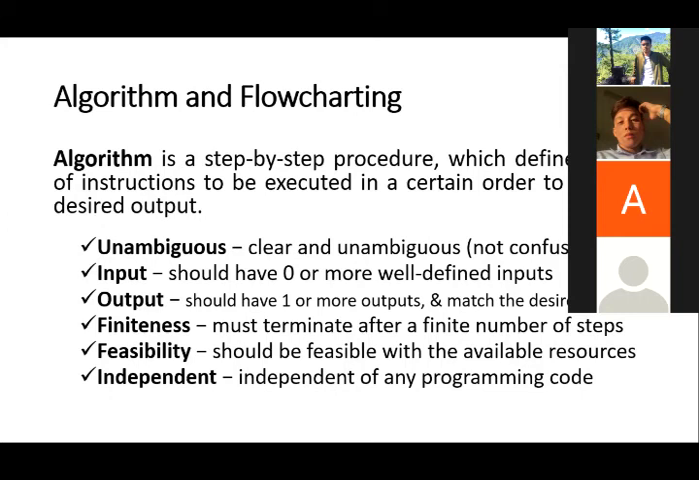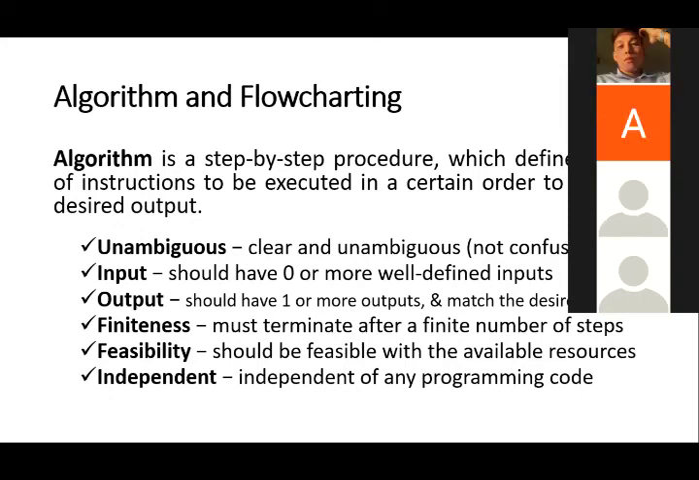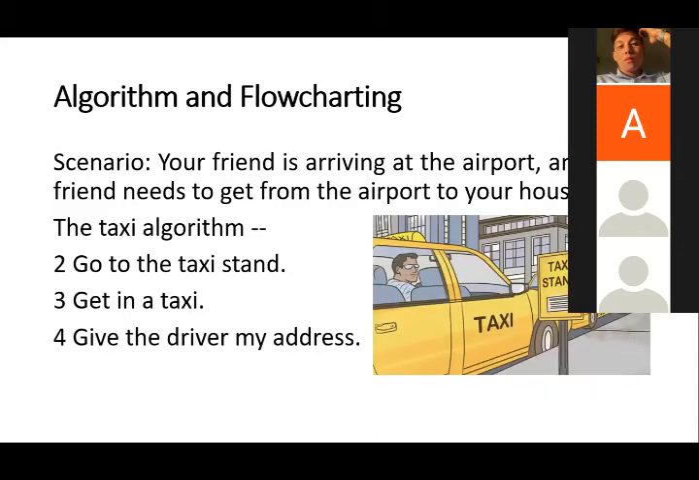Algorithm should be unambiguous. Algorithm should have 0 or more inputs. Algorithm should have 1 or more outputs. Algorithm should be finite, feasible, and independent. Okay? Okay. So algorithm is the step-by-step procedure.